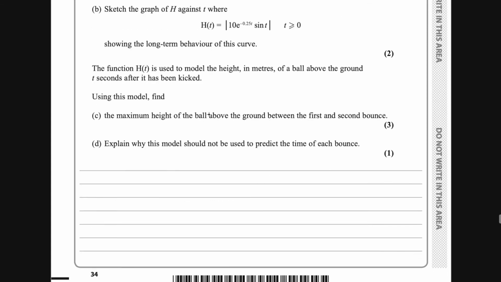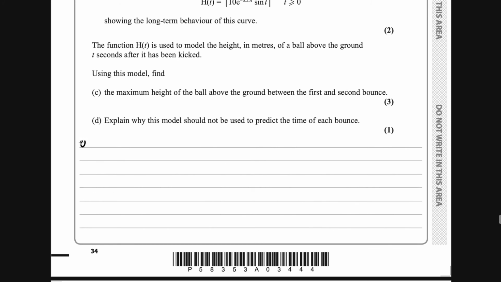So what we're doing is differentiating the function f of x equals 10e to the power of minus 0.25x sine x. To differentiate this, to work out f prime, we're going to be using the product rule.